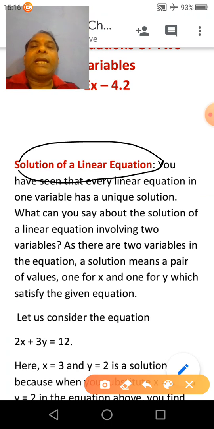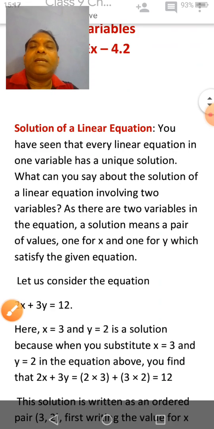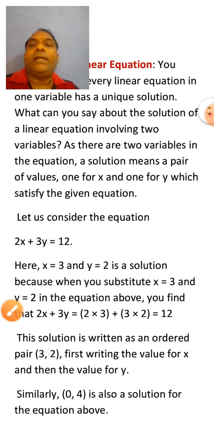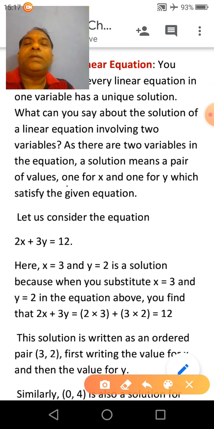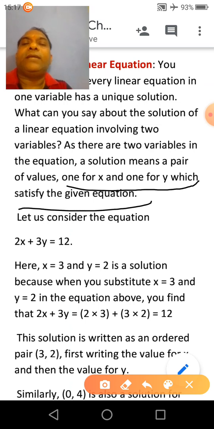So, you have seen that every linear equation in one variable has a unique solution. It means that if you solve an equation in one variable, you have only one solution, a unique solution. Clear? Now in the case of linear equations of two variables, a solution means a pair of values, one for x and one for y, which satisfy the given equation.